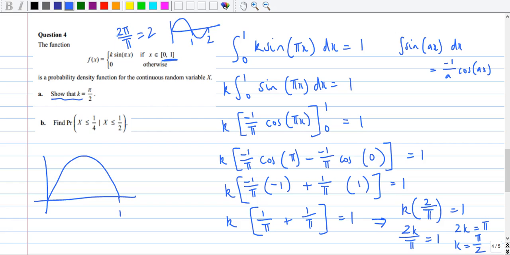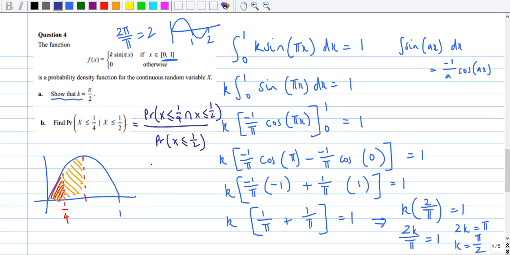We want the probability that x is less than a quarter, which is this, given that x is less than or equal to a half, which is all of this. Now, using some symmetry, the orange area will be equal to a half. Using our conditional probability formula, this will be equal to the intersection of those two areas over the probability that x is less than or equal to a half.